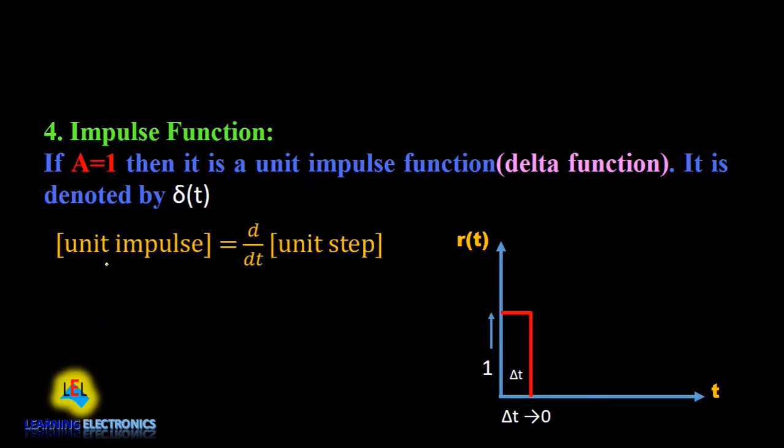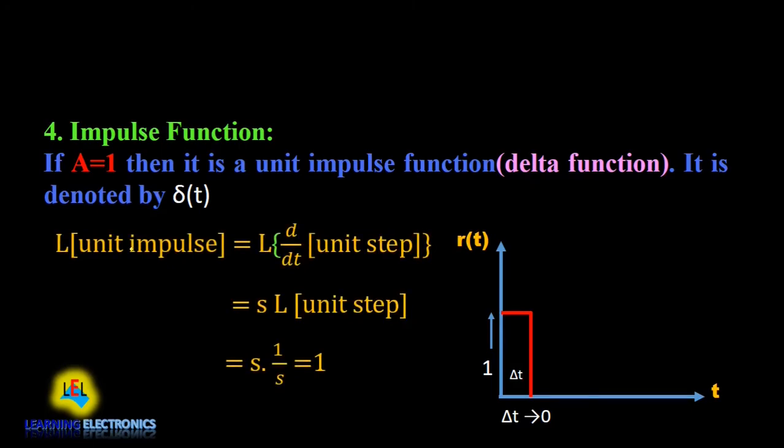We know that unit impulse function is equal to differentiation of unit step signal. Okay. So if we apply Laplace transform to both sides, then the Laplace transform of d by dt of unit step we have to find out. So this term can be written as s times the Laplace transform of unit step, and we know that the Laplace transform of unit step is 1 by s. Now only I told you. Then when we put 1 by s here, so this s and this s get cancelled out and we get 1. So Laplace transform of unit impulse is equal to 1.